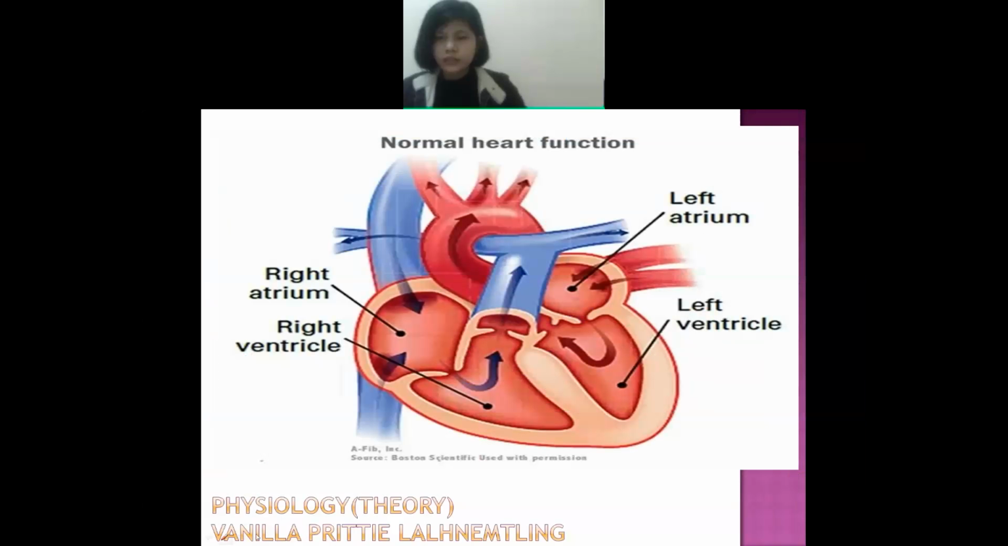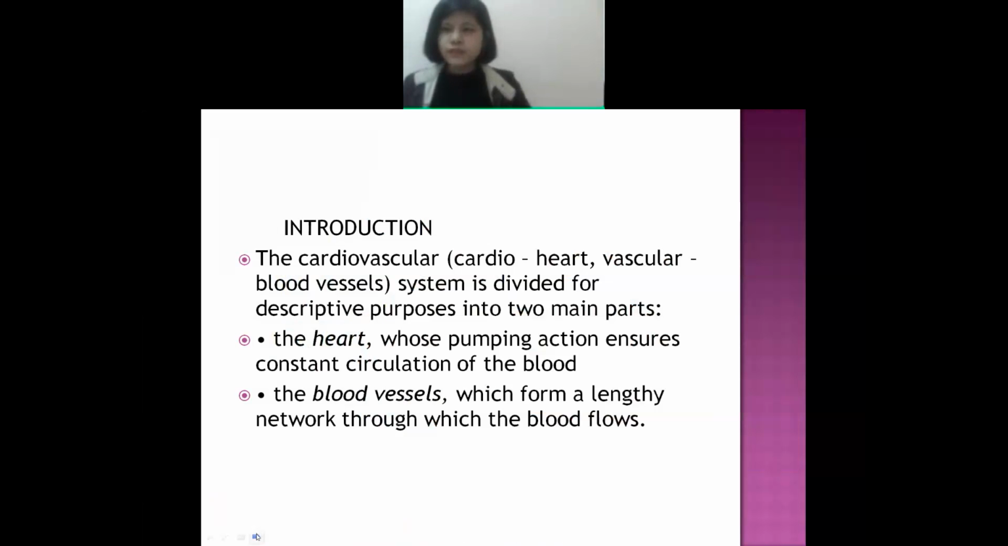Okay, so let me repeat again. After explanation, I'll ask any one of you. So for that, you please pay attention. So cardio means what? Cardio means heart, and vascular means blood vessels. So the heart, what do they do? The cardiovascular system, the heart, they will circulate the blood to all the parts of the body. Constant means endless. It will go on repeating again and again. So the heart will pump blood and it will circulate to the different parts of your body.